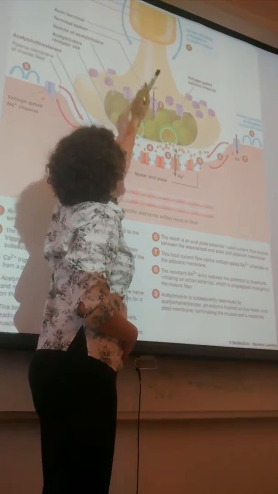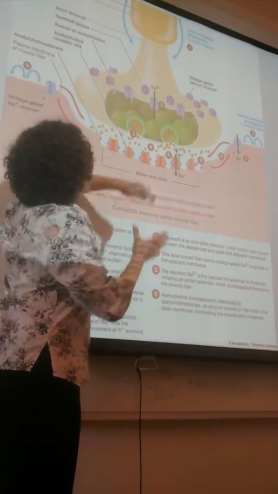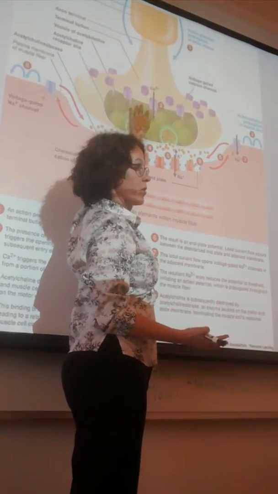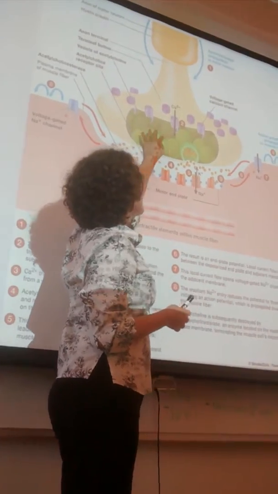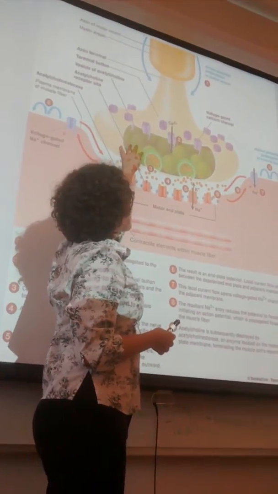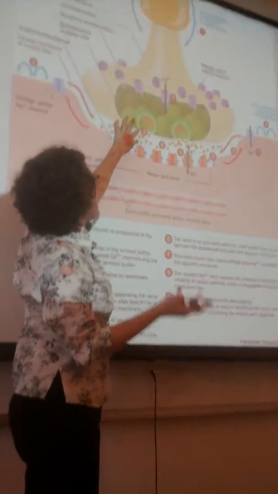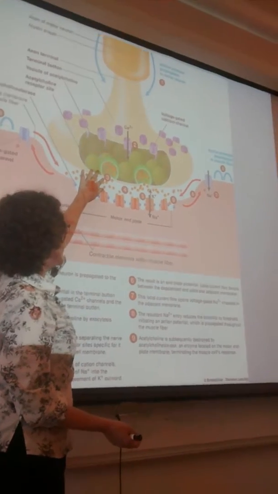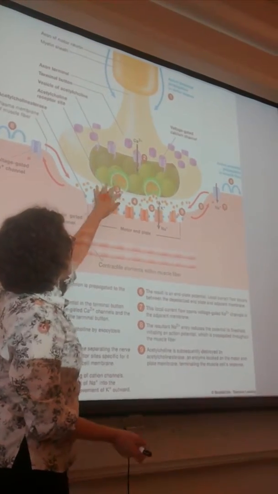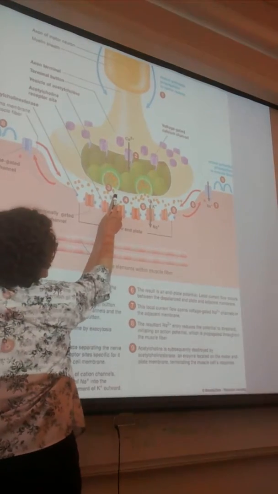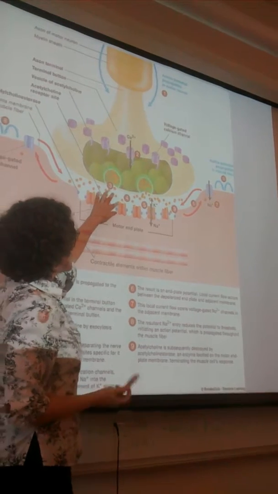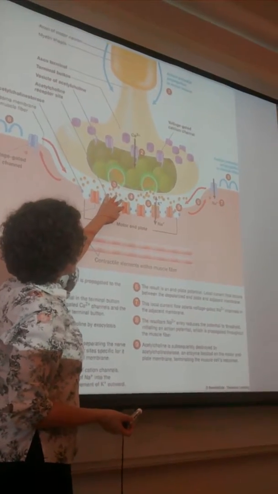Okay, so we're going to have an action potential moving down the axon of the motor neuron. It's going to arrive in the terminal bouton and open voltage-gated calcium channels. Calcium is going to influx into the synaptic terminal. And then step 3 is exocytosis of the neurotransmitter, which in this case is acetylcholine. Acetylcholine is going to diffuse across the cleft. It's going to bind to the nicotinic receptor on the motor end plate and open the channel.